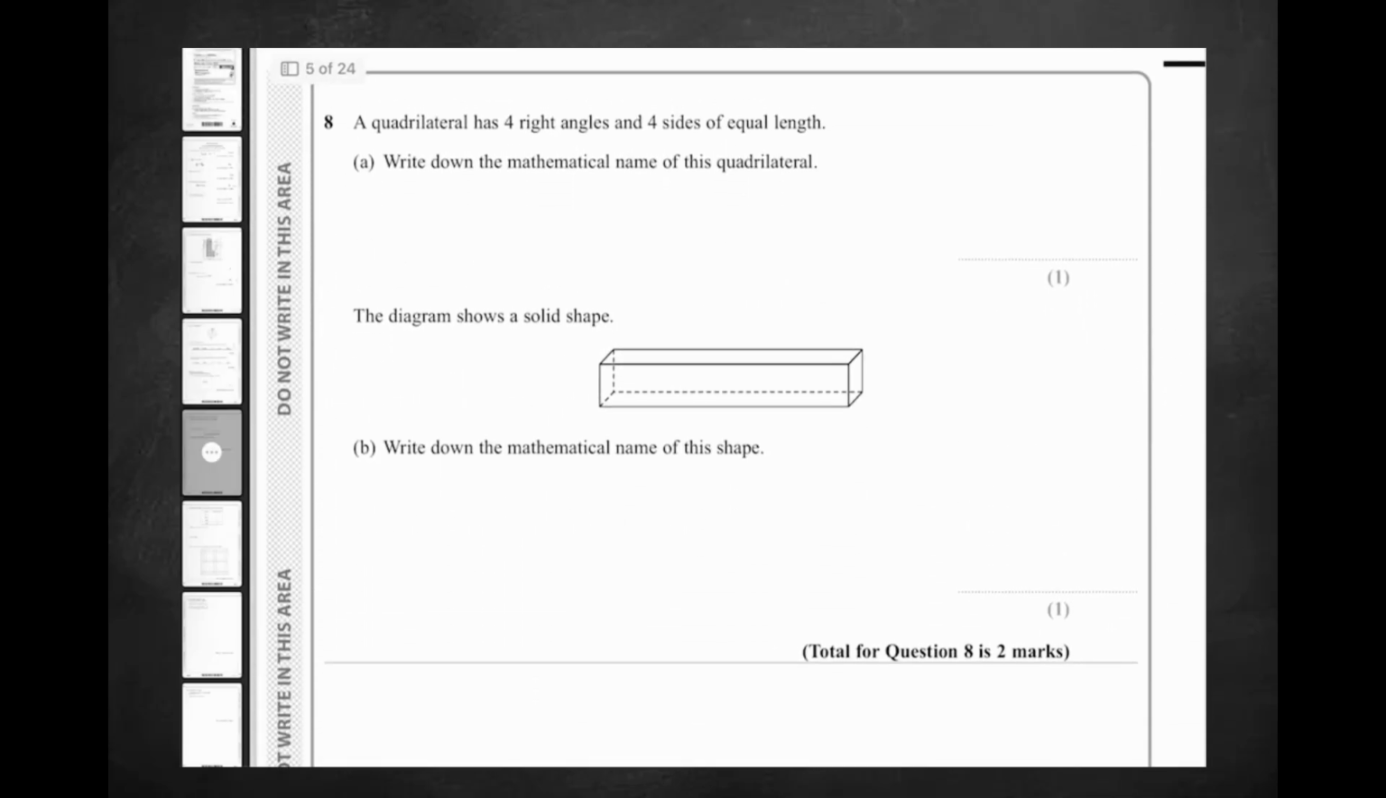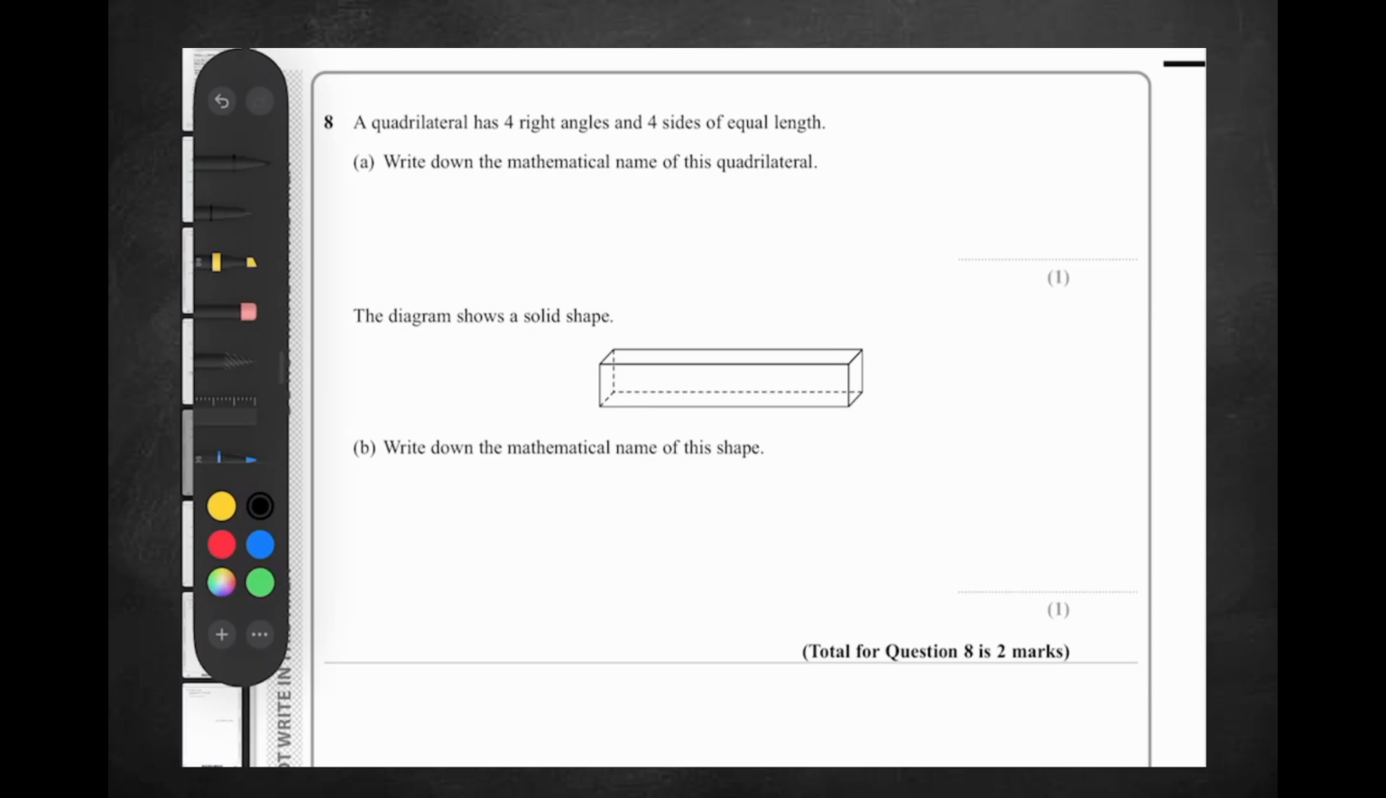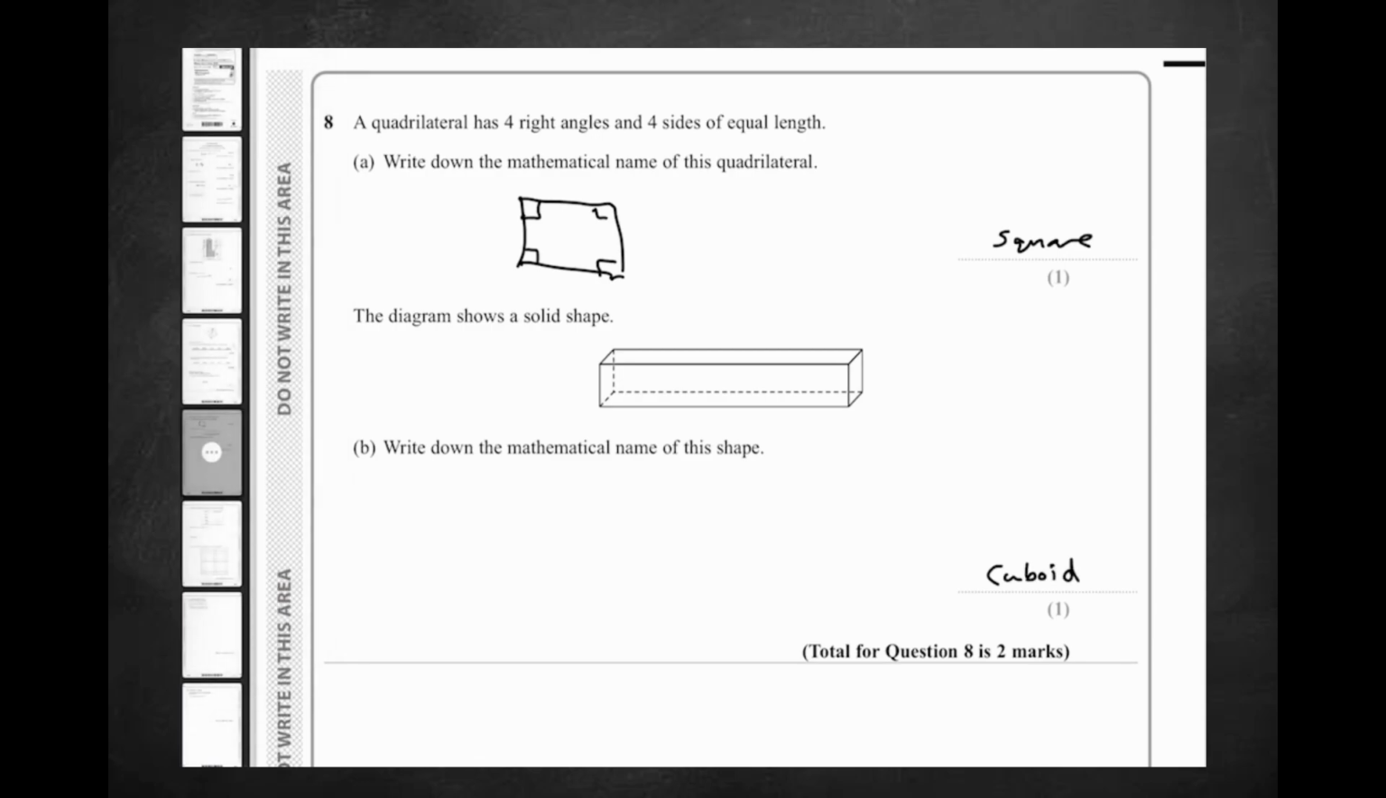Question 8. A quadrilateral has 4 right angles and 4 sides of equal length. Write down the mathematical name of this quadrilateral. So 4 sides of equal length, 4 right angles. It's going to be a square. Part B. The diagram shows a solid shape. Write down the mathematical name of this shape. This would be a cuboid, 3-dimensional rectangle.